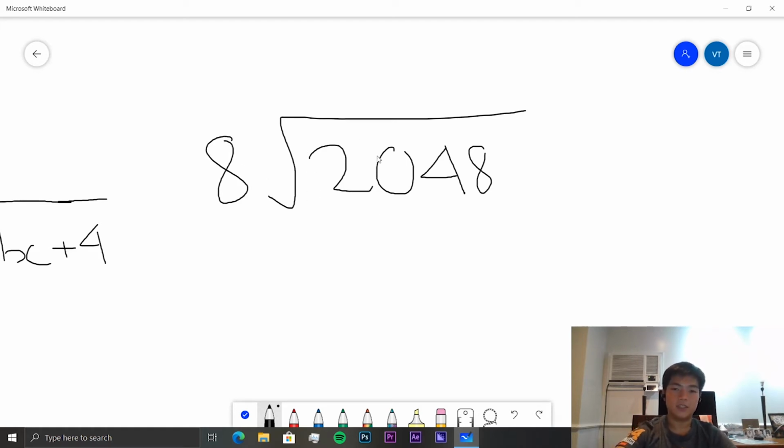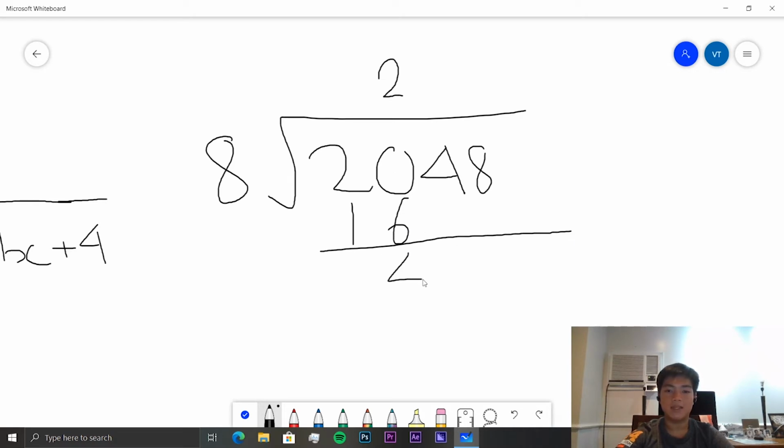So first we take the first digit, 2. Does 8 go into 2? No. So then we get the second digit. Does 8 go into 20? Yes. How many times? 2 times. What's 2 times 8? 16. So we put 16 here, and we subtract 16 from 20, getting 4.